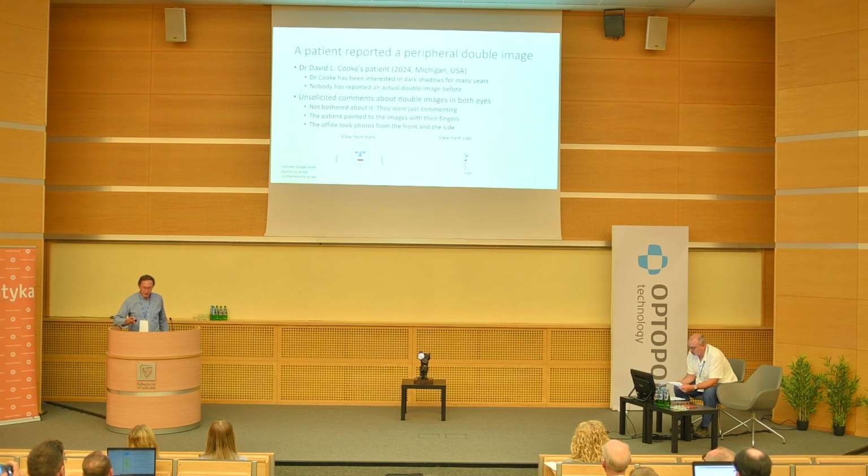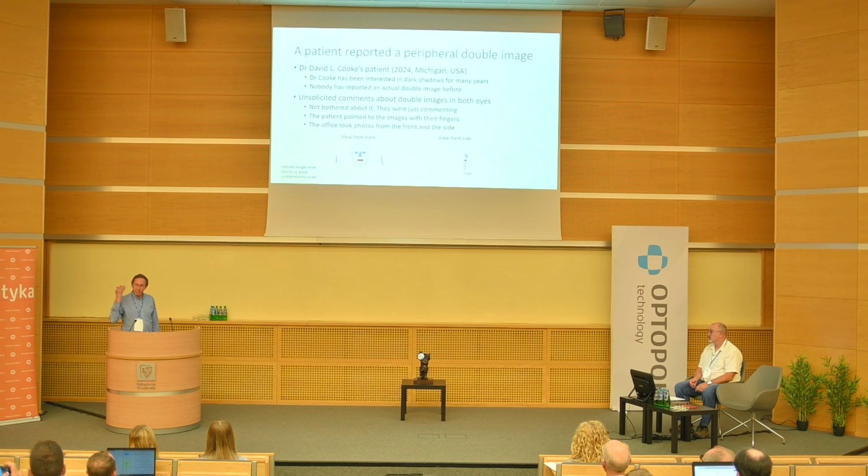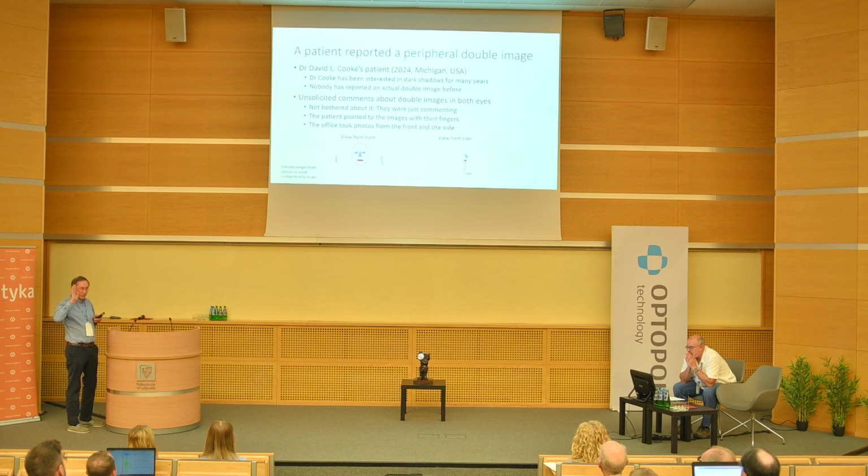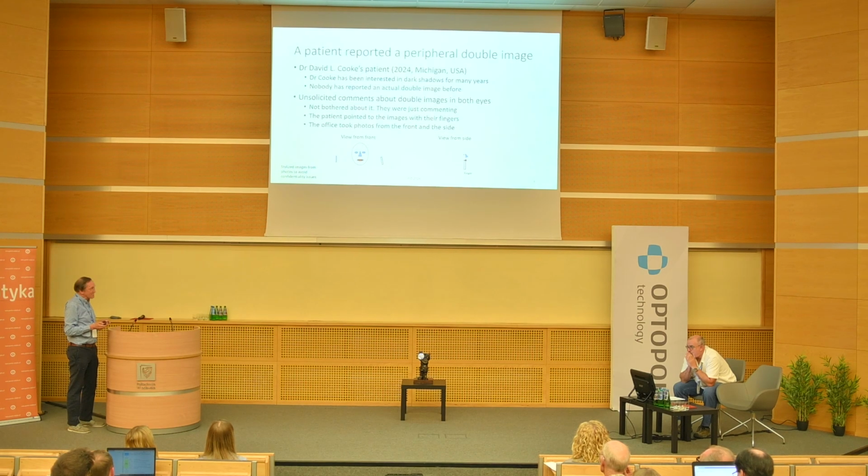So Dr. Cook from Michigan had a patient who came in. He's always been interested in dark shadows, because this patient came in and said, I see double images in the far periphery, on both sides, actual double images. And they weren't really bothered by it. His office staff sent me photos, which I transcribed to these very bad representations, because of course you don't want to get into some kind of confidentiality issue. But the picture is very clear that the patient is actually reporting the shadow out here and pointing to it. The patient held up their fingers in both eyes. It was the same. So these are kind of stylized images.